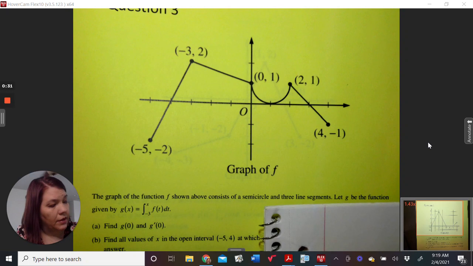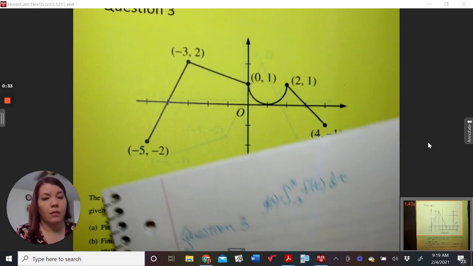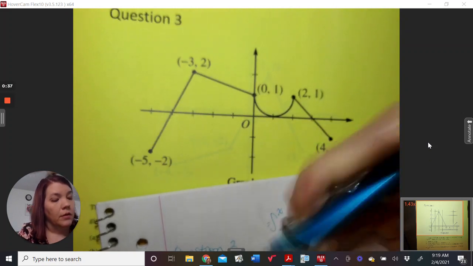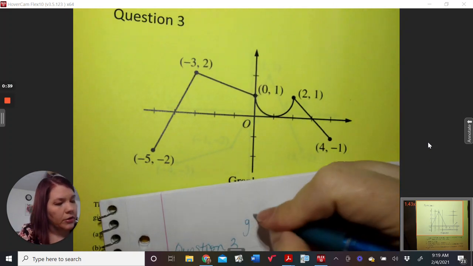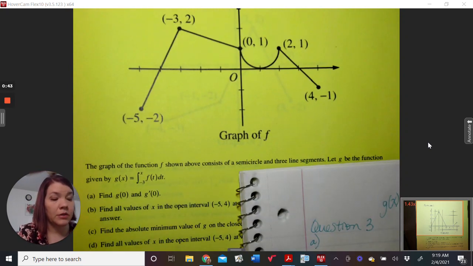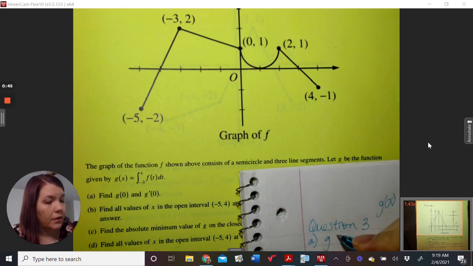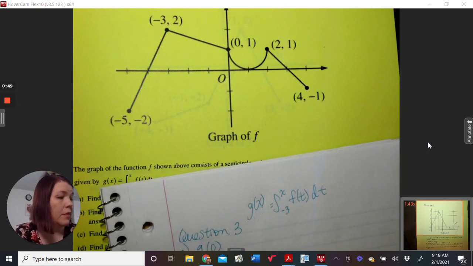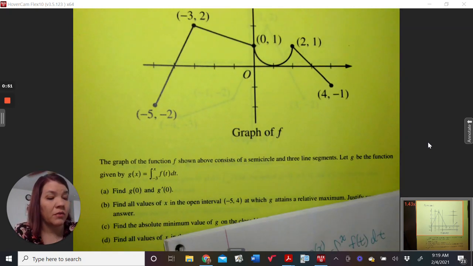g of x equals. Okay. Let g of x looks dreadful. Not that it matters, but it matters to me. Okay. Find g of 0 and g prime of 0. And again, same question that we've had on all of them so far. So again, I'm not going to really explain.